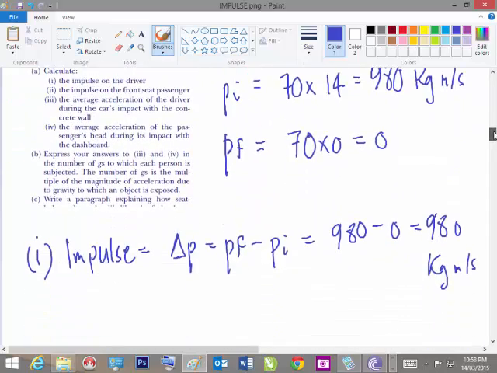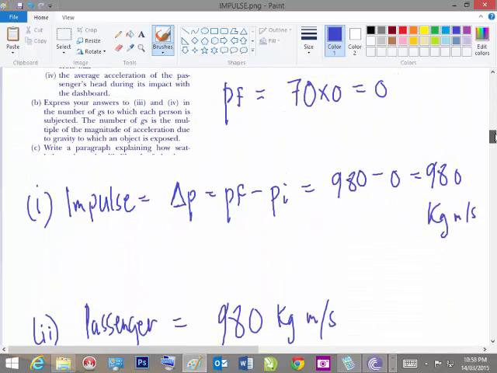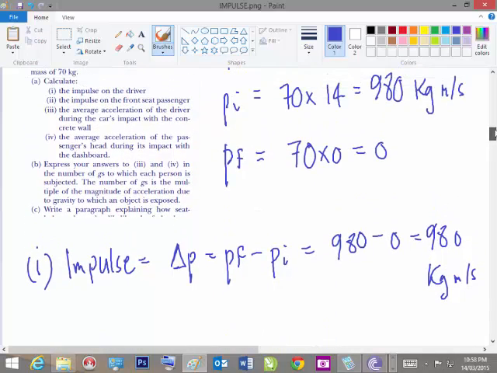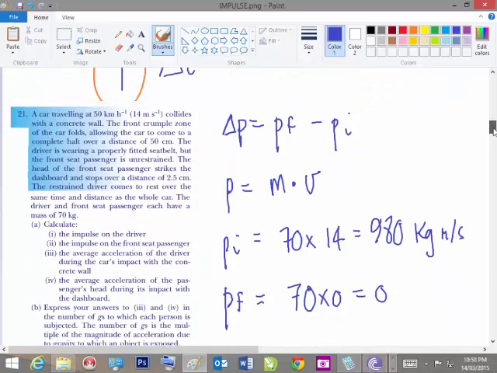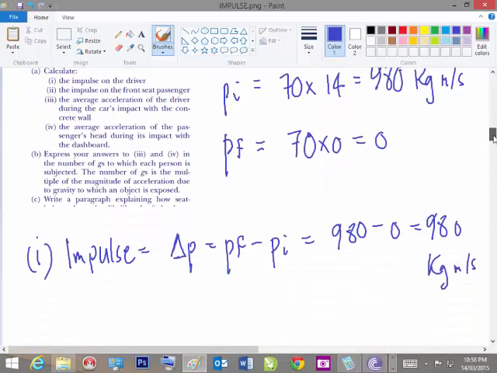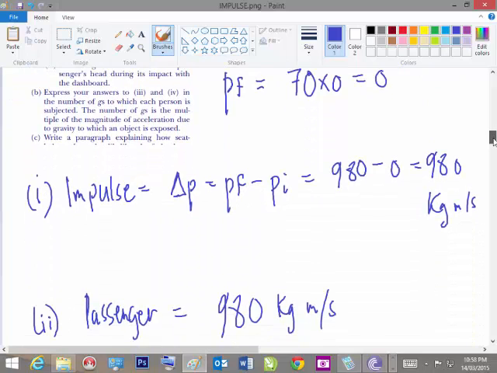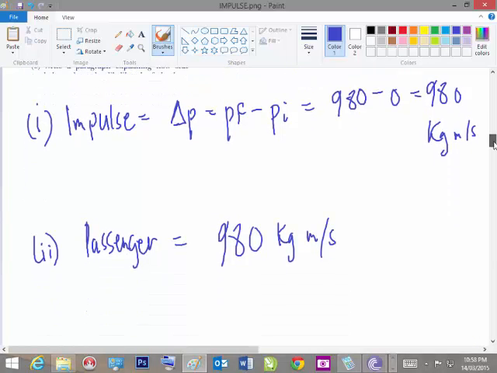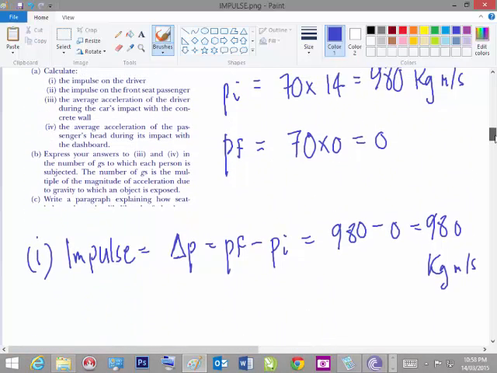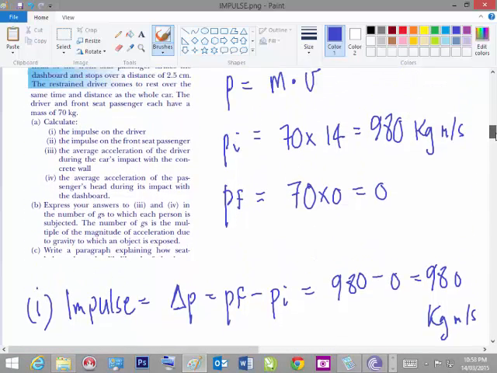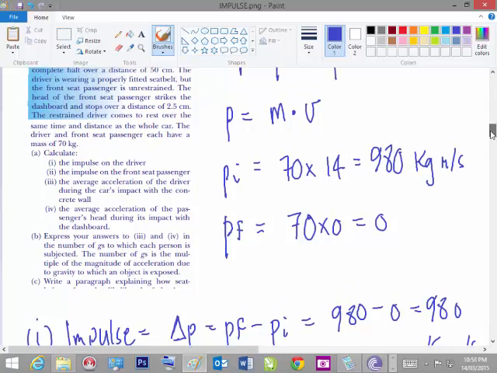Right, but the force, we said before, in the case of the driver, because he has the seat belt on, it takes more time for him to come to a complete stop than the passenger. So the force experienced by the passenger is going to be a lot more.